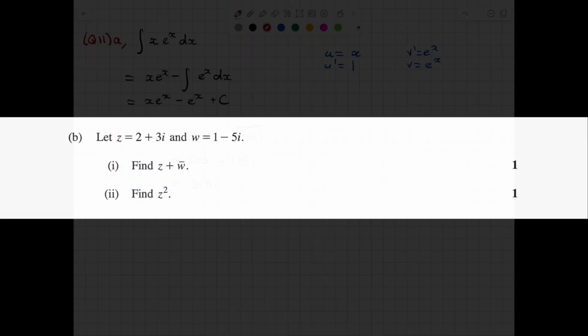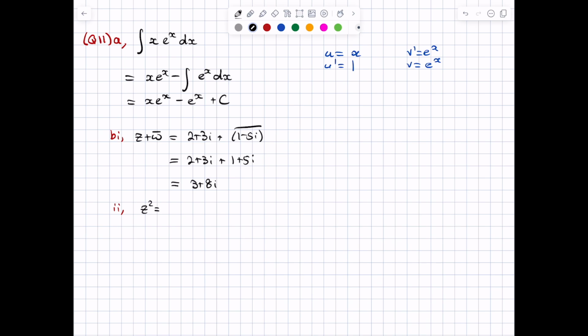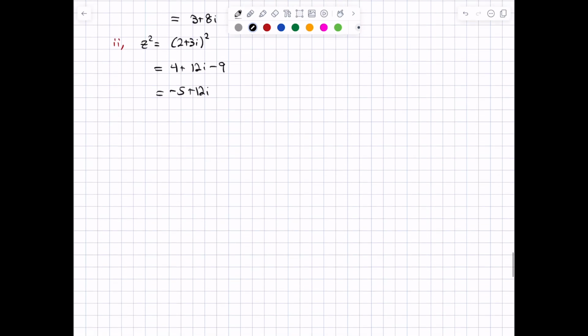Part 2 is to find z squared. So z squared equals 2 plus 3i all squared. This will be 4 plus 2 times 2 times 3i, which is 12i, plus 9i squared, which is minus 9. And so we have minus 5 plus 12i for z squared. That's the end of part B.